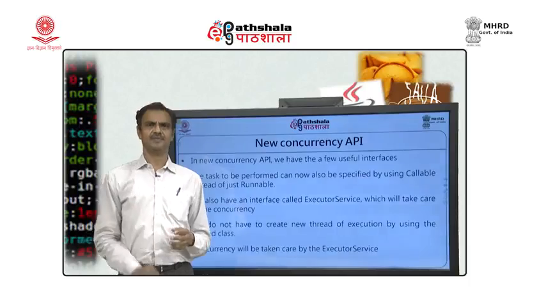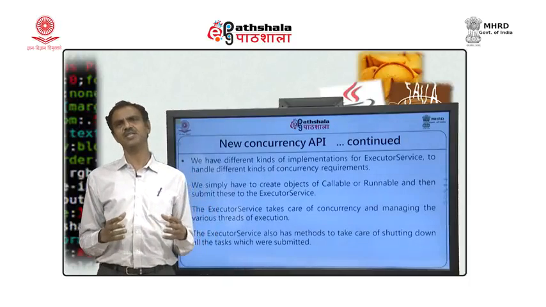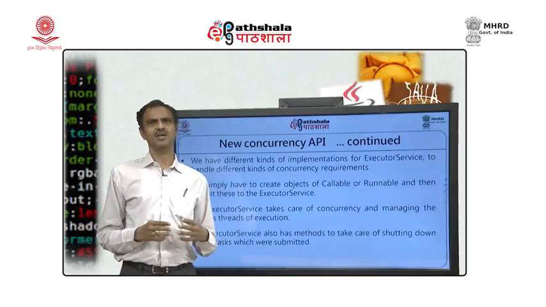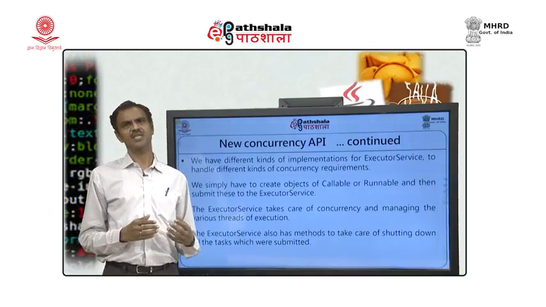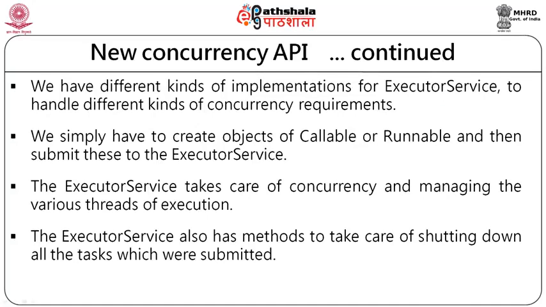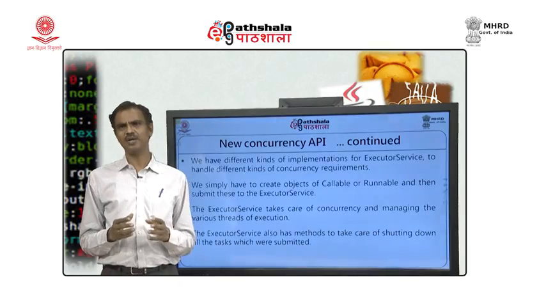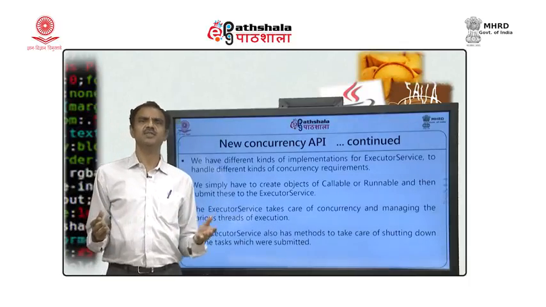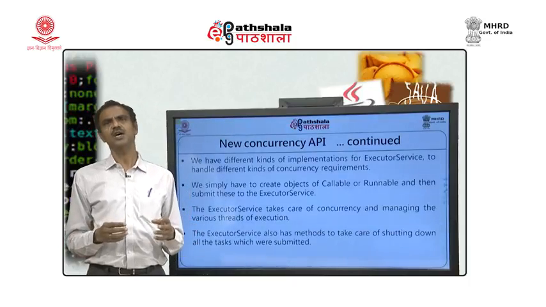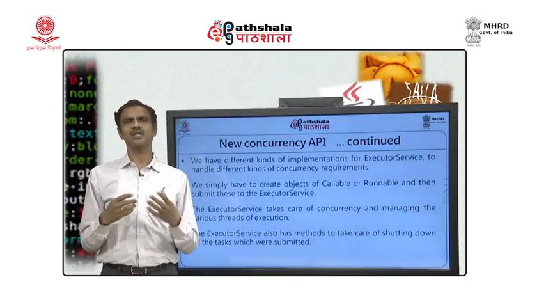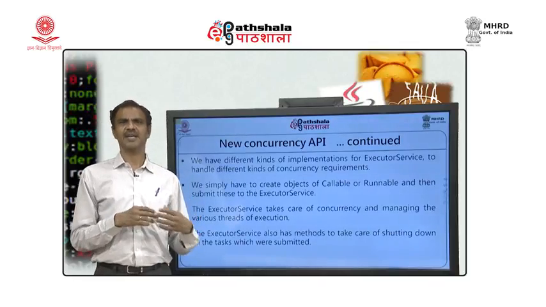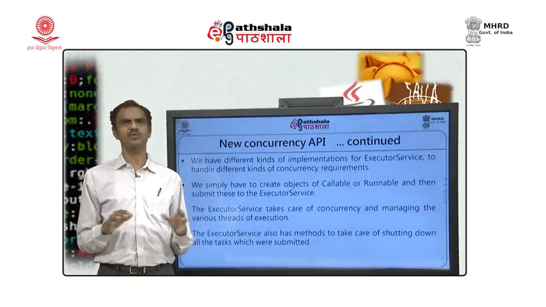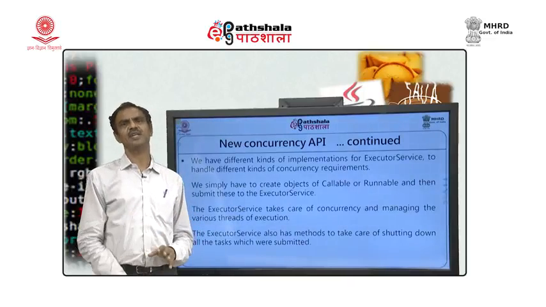We have different kinds of implementations of the executor service in order to handle the different kinds of requirements for concurrency. In the new concurrency API, we simply have to create an instance of a callable or a runnable, and then submit it to the executor service. The executor service would then take care of the concurrency, the creation of a new thread of execution. We do not have to create a thread object; that will be taken care of by the executor service.